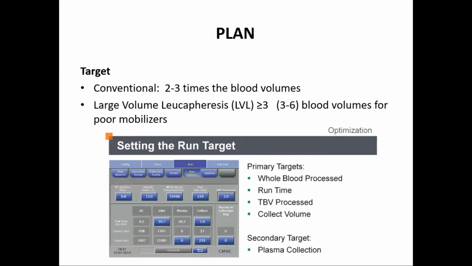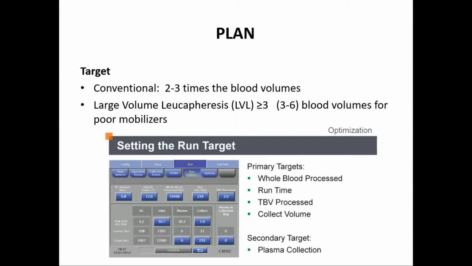When we plan, by default, we conventionally keep 2 to 3 blood volumes of the patient as the target blood volume in an autologous setting. When we expect a patient to be a poor mobilizer with a risk factor, we always have to consider their mobilization inadequacy. So we have to process a relatively large volume leukapheresis, that is more than 3 blood volumes. When we process more than 3 blood volumes in a patient, we call it a large volume leukapheresis.